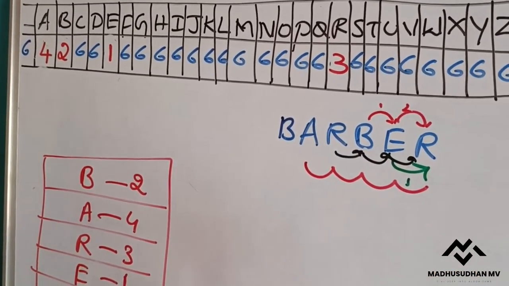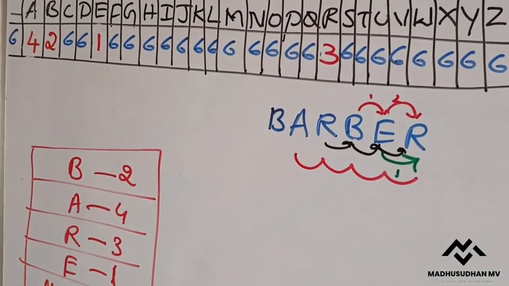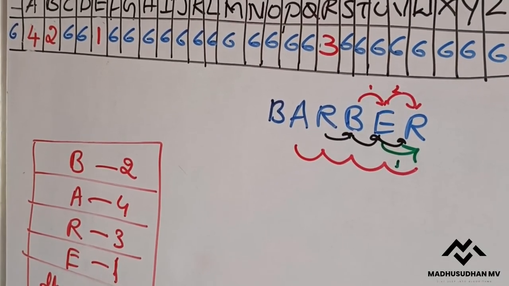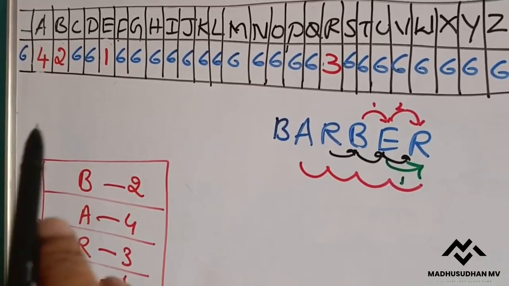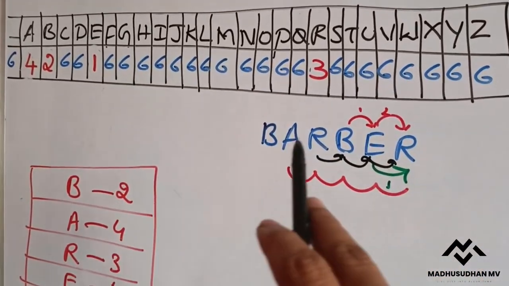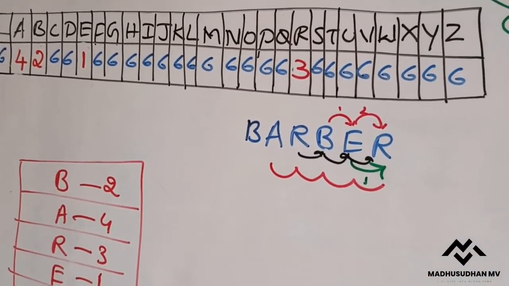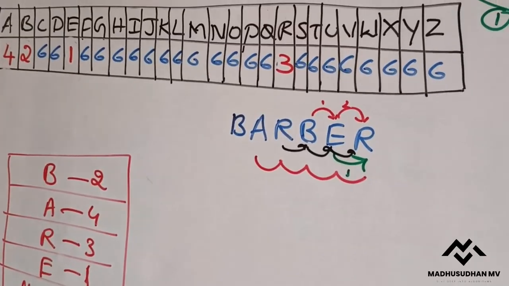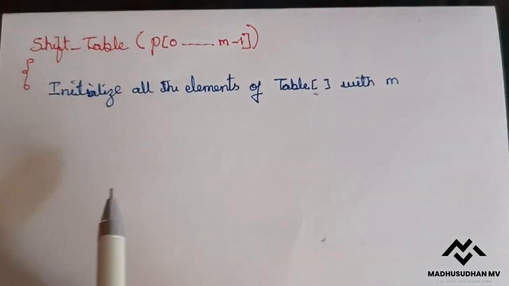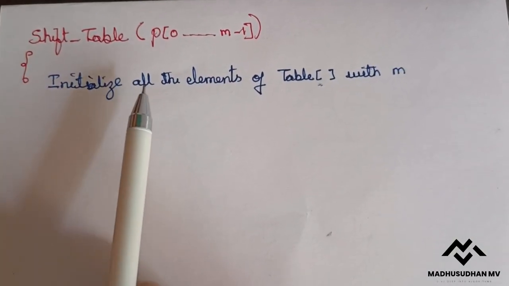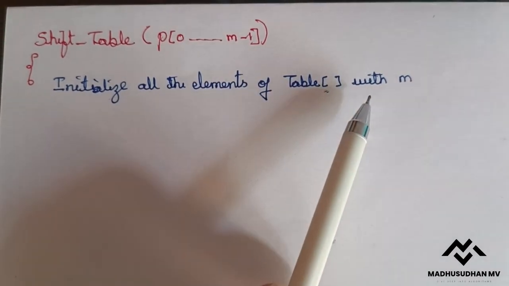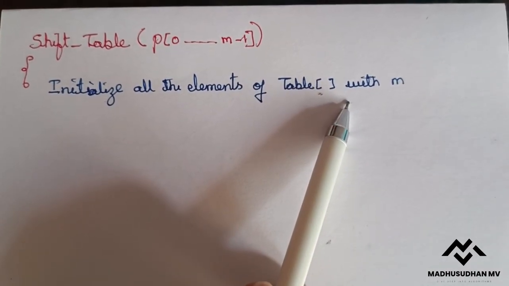Suppose you take some other example, the pattern length may be 8 or 9 or 7 or 4 or 3, whatever. So generally we need to initialize the shift table with the pattern size m. In this example it is 6. So that's what I have written: initialize all the elements of the table with the pattern length m. That's what we did. The first step is over.